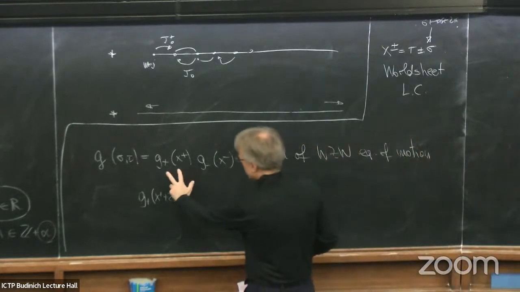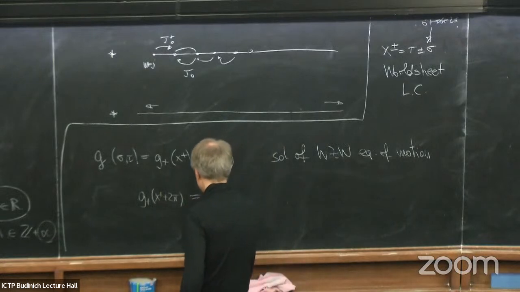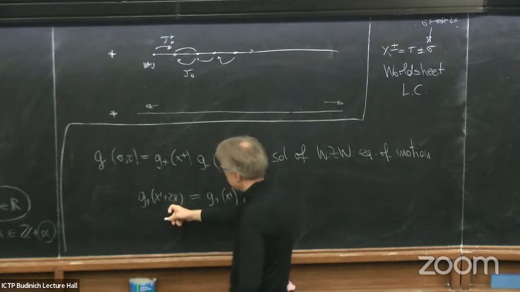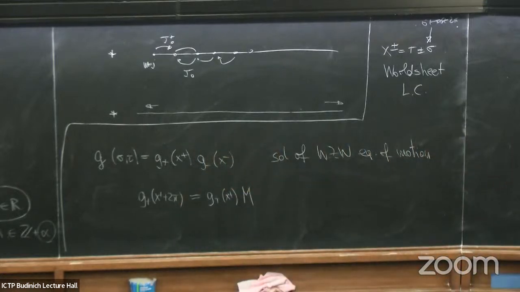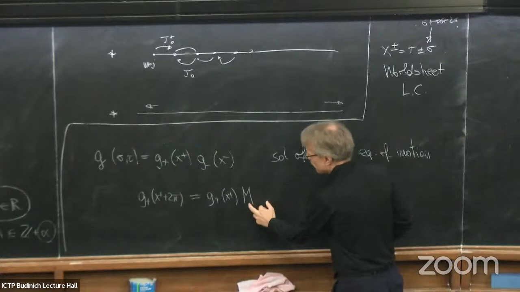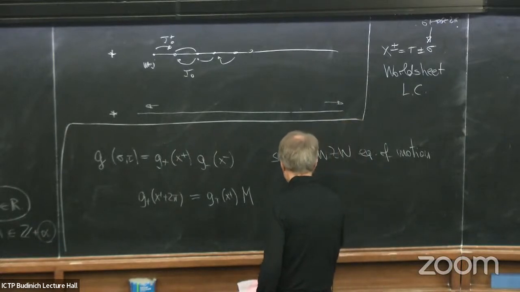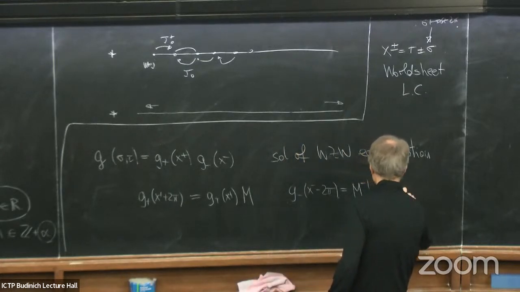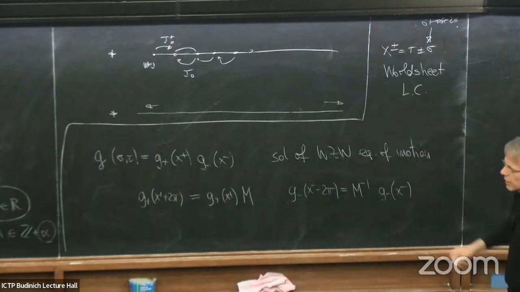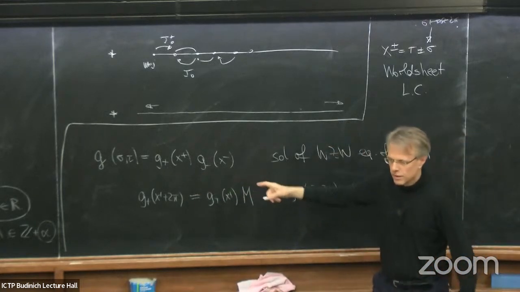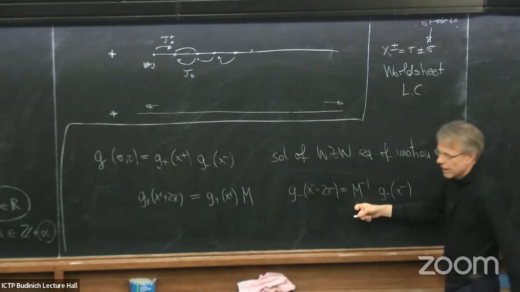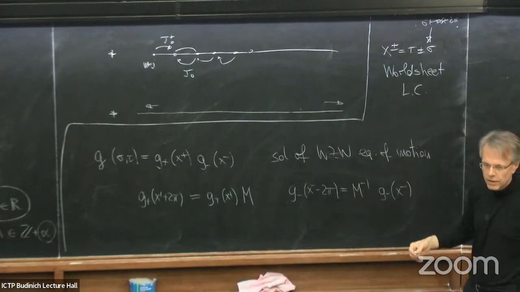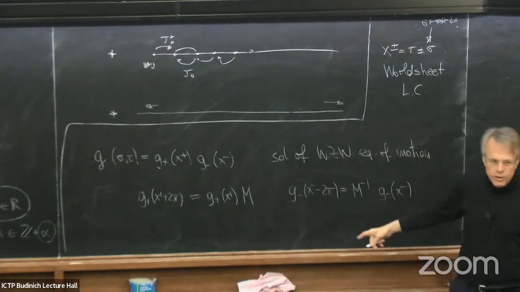And how do you arrange for that? Well, you arrange for that by saying that G plus of X plus goes to, under rotation by 2 pi, G plus of X plus times some fixed matrix M, and G minus of X minus minus 2 pi goes to M to the minus 1 times G minus of X minus. Then obviously the product will be periodic, because you see this M will kill this M to the minus 1 when I multiply them together. So this will describe periodic solutions.